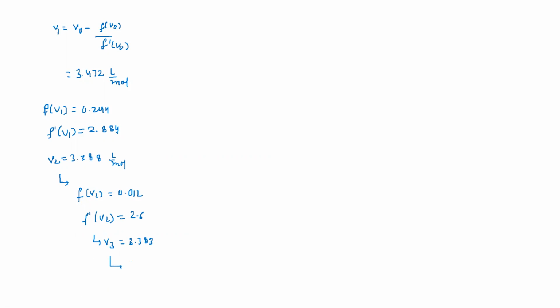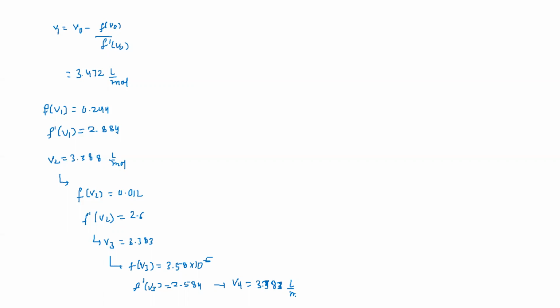Let's do one more iteration. So when we do another iteration, we get F of V3, which is 3.58 into 10 to the power minus 5. Now definitely it would be negligible difference. So F dash V3 over here we get as 2.584. So from here V4 comes out to be approximately the same, 3.383.